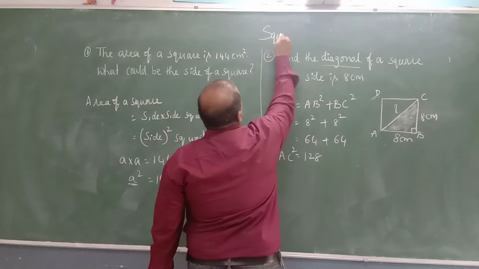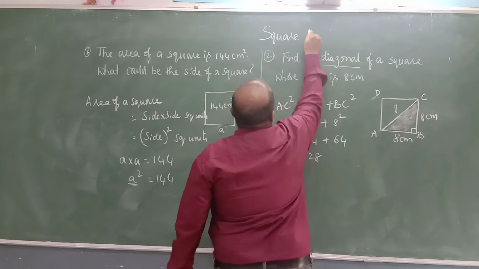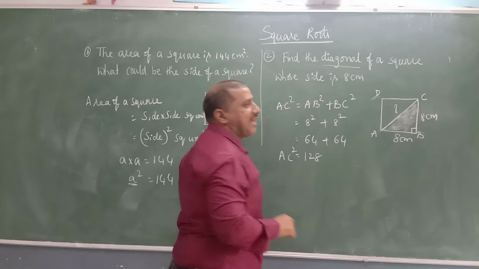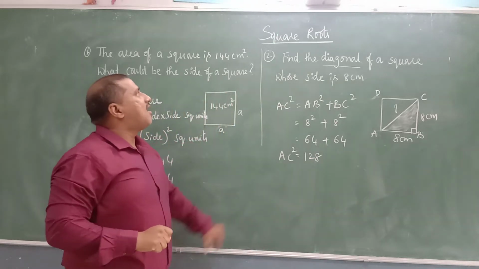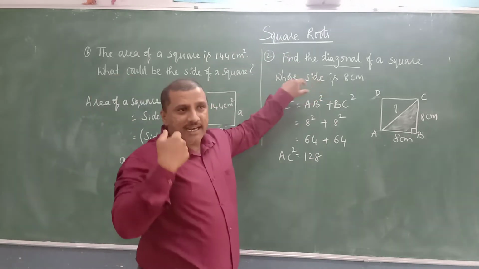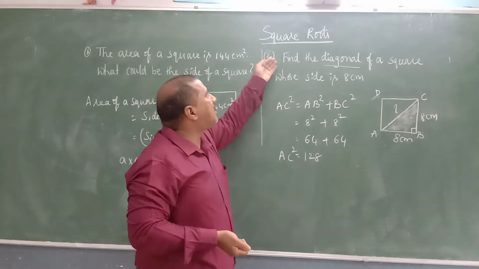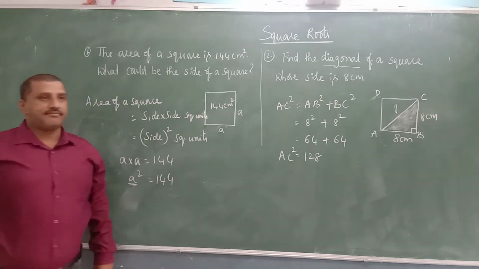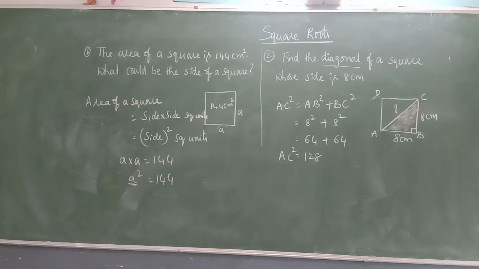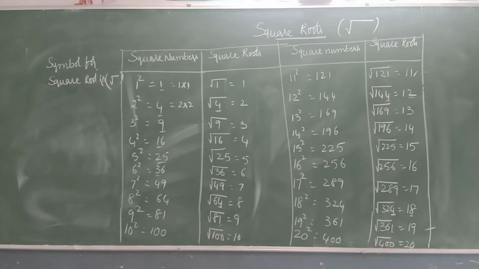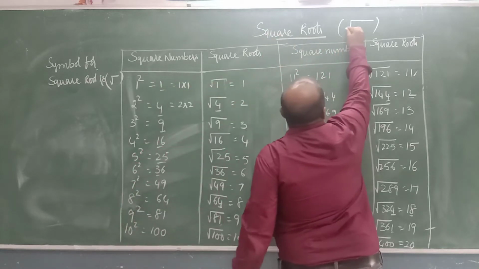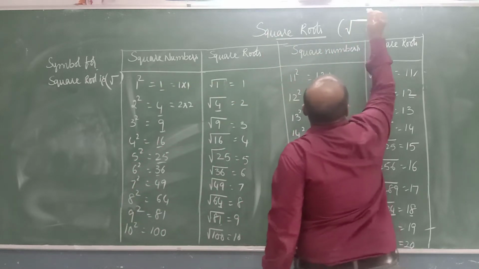What is our today's topic? It is square roots. In the previous classes we have studied the squares and their properties. Now here we are going to study what square roots are, what their properties are, and what methods there are to find the square roots. Now this is the symbol for square root.